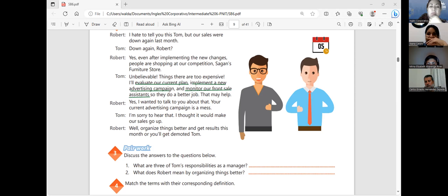What does Robert mean by organizing things better? What does he mean by that? A different view of the things in the store, I think. Sorry, could you repeat that? New order, move the things in a different position, a different view. Okay. Yeah, exactly.